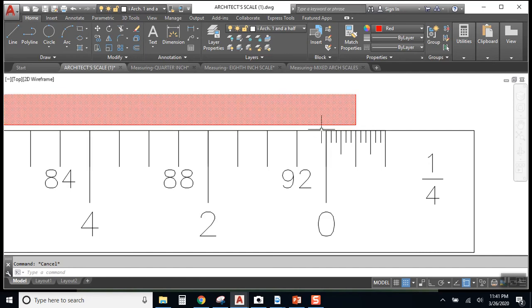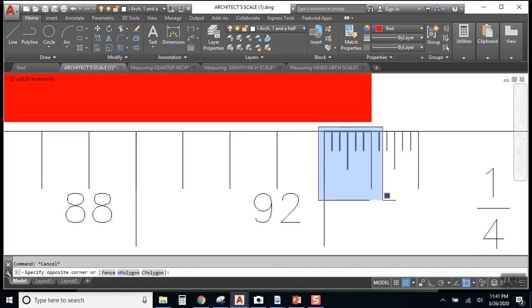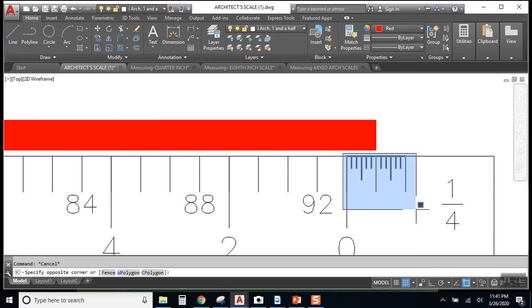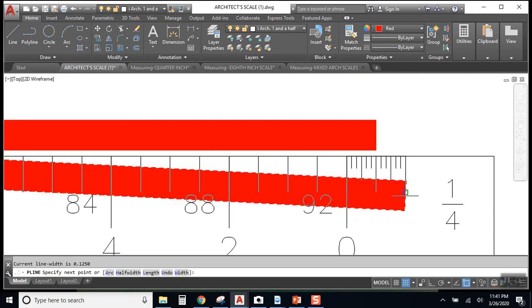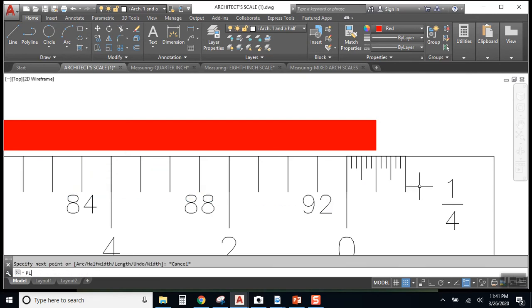So now this is kind of interesting and unique. I want you to take a close look at this. This amount of space here is the same amount of space between the 0 and the 1. See, this is 1 foot over here, and this 1 foot has been broken down into smaller increments.